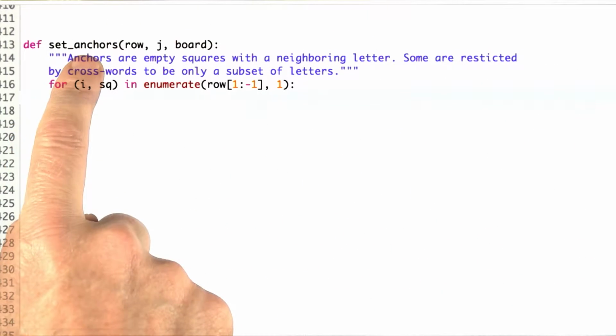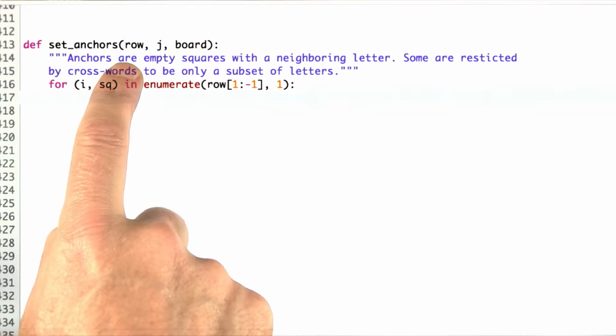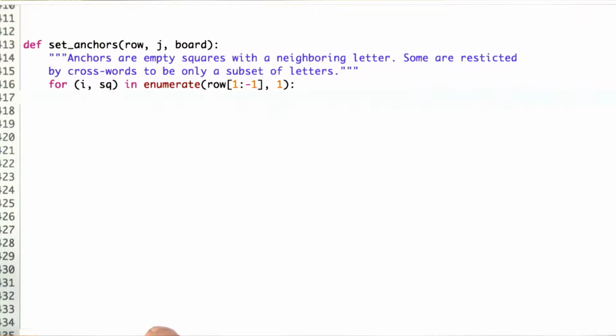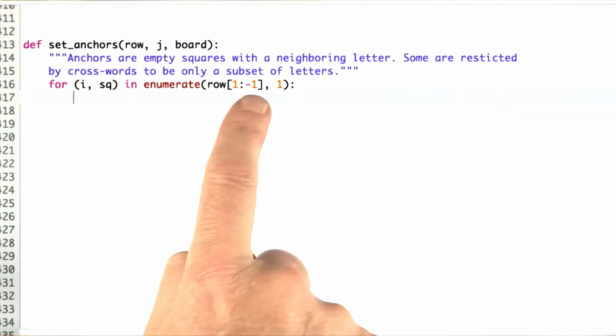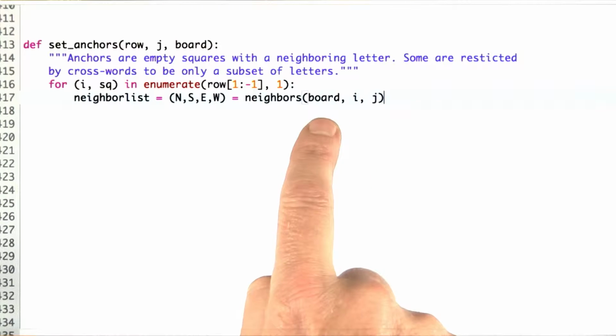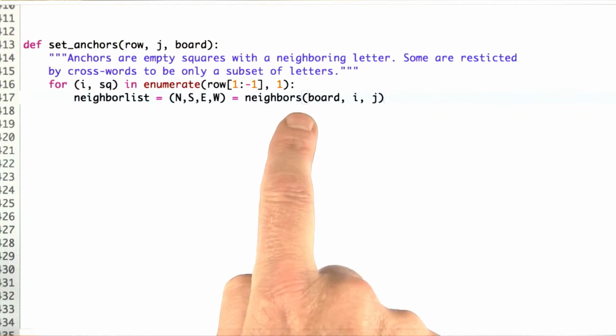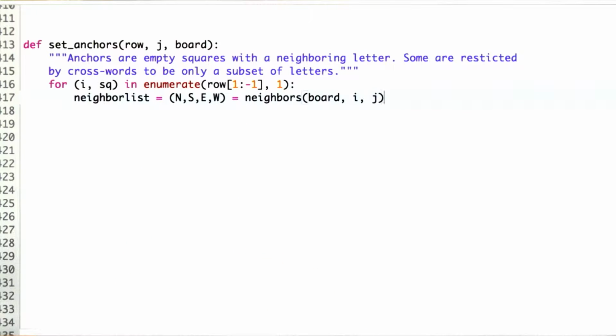So let's dive right into defining set anchors. This is different than most of the functions we've written so far in that it actually mutates the row rather than returning a result. And we start in the normal way. We're going to iterate over the row, the good parts of the row. And then what I'm going to do is take the ij position in the board and find all the neighbors for that board. That is, all the squares in the north, south, east, and west location.